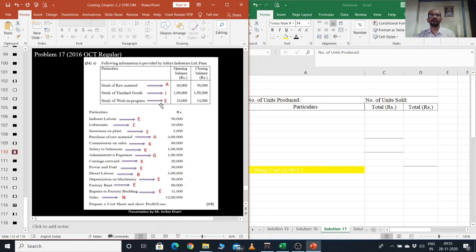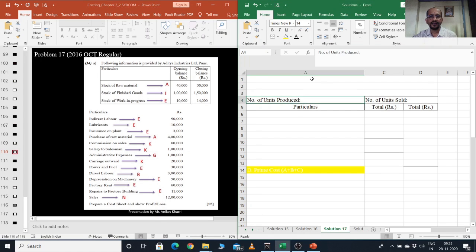So here I have kept the format ready. First we need to write in whose books of account we are writing, so in the books of Aditya Industries Limited. Next line we write cost sheet, and next line the period ended. Now period is not mentioned, so keep it blank. Next, number of units produced and number of units sold are not mentioned in the problem, so keep it blank. Next are the columns. Three columns are essential: particulars, total rupees and total rupees. So we will solve as per our format.